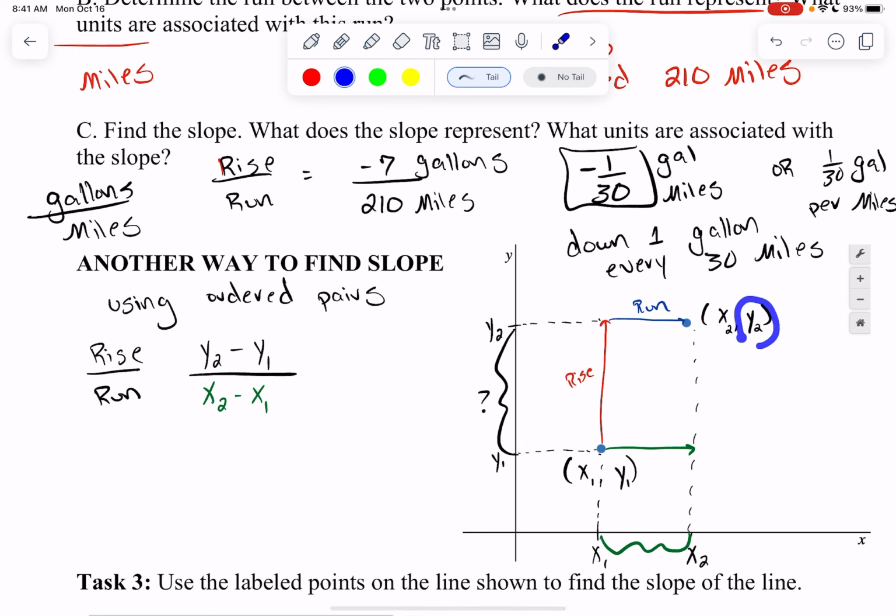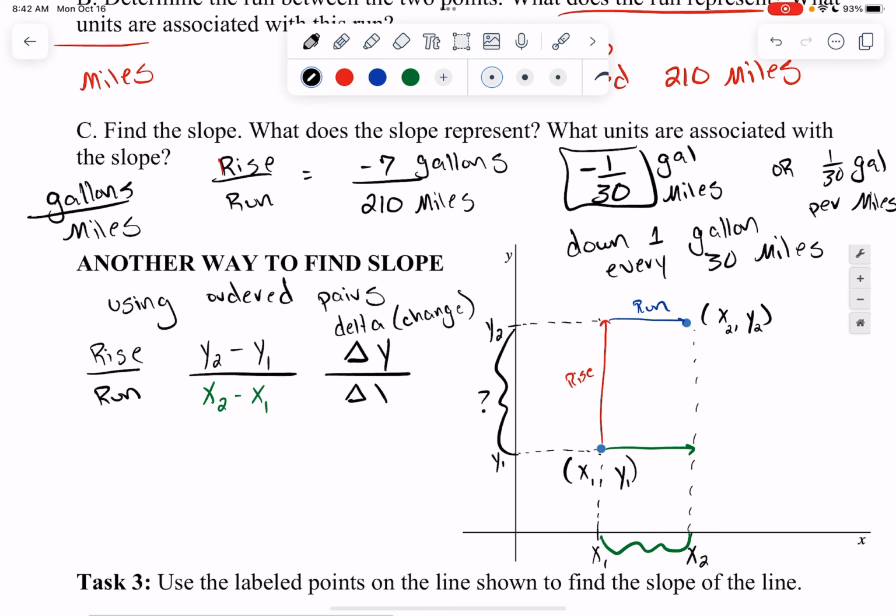If I pick this y first, I have to use this x first. This y first, this x first. If I did it the other way around, that would be completely okay. I shortcut this by using this symbol, which is a Greek letter delta. It means change. I want to know the change in the y over the change in the x, meaning the change from here to here. And we get that by subtracting. So all of these mean the same thing.